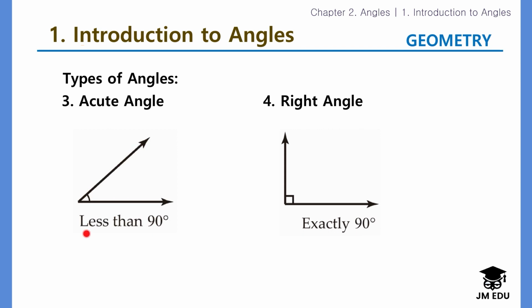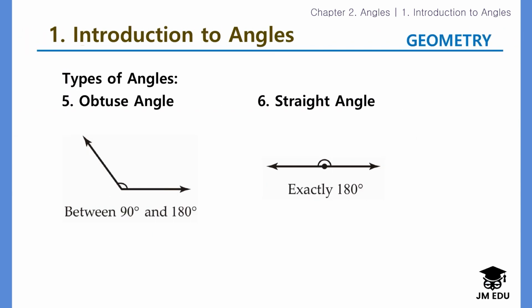If an angle is less than 90 degrees, then we call this an acute angle. If an angle is exactly 90 degrees, then this angle is called a right angle. If an angle is between 90 degrees and 180 degrees, then this angle is called an obtuse angle. If an angle is exactly 180 degrees, then that's a straight angle.